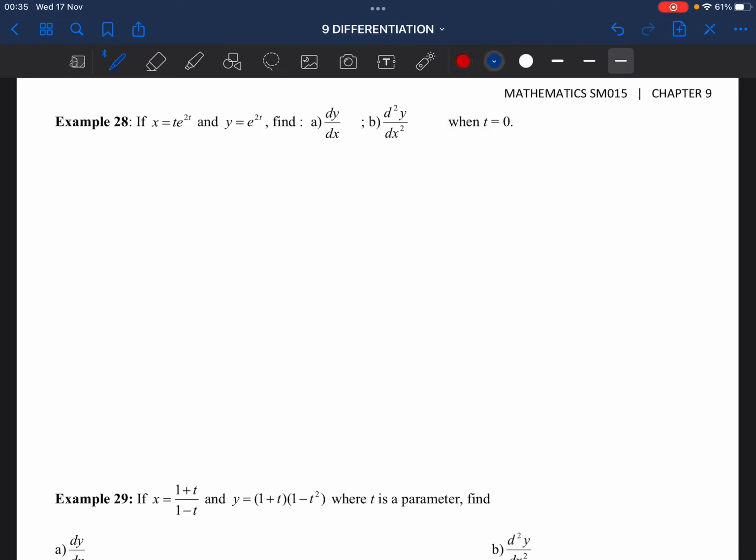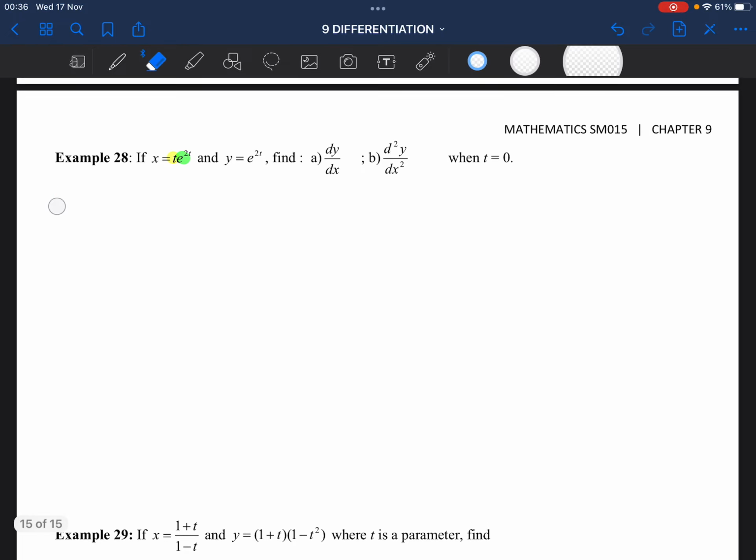Okay, so the first derivative is basically just the chain rule. You have to differentiate x with respect to t, and differentiate y with respect to t. So dx over dt. How are we going to differentiate this? Okay, there are two functions, one function multiplied by the other function, so you have to use the product rule. So u is equal to t, u prime is equal to 1, v is equal to e to t, v prime is equal to e to t.